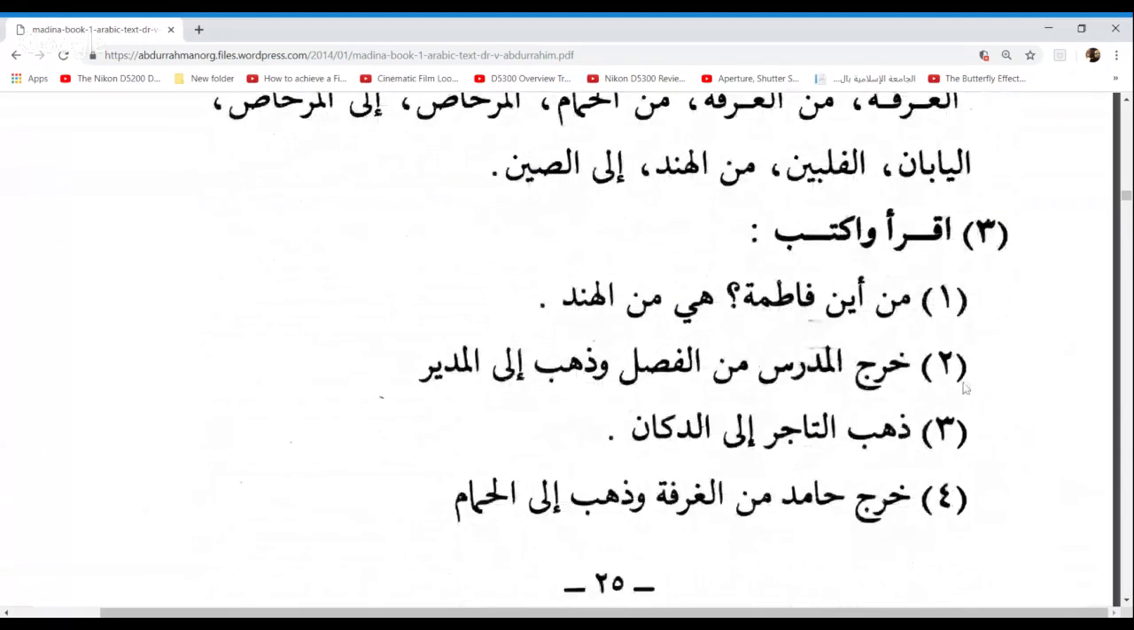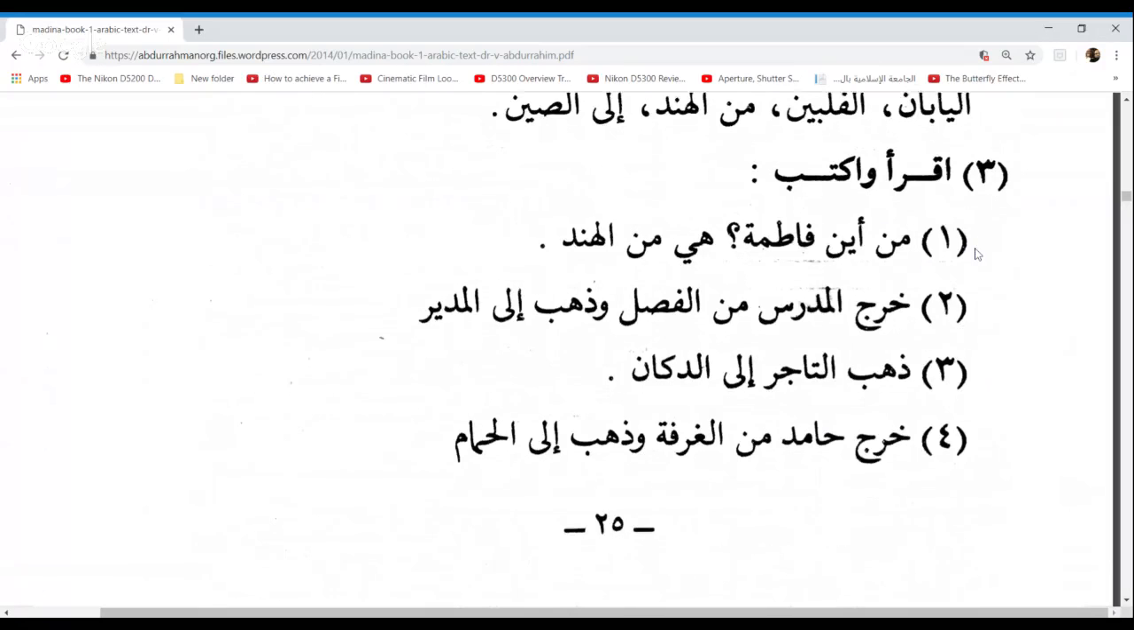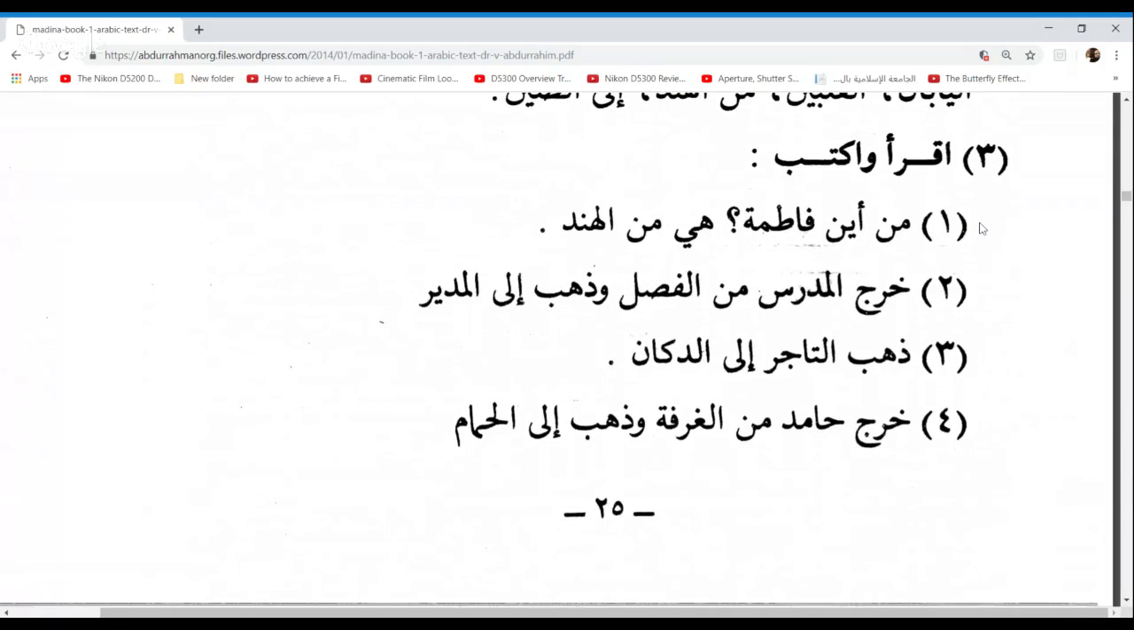Okay, which brings us to the end of the exercise and on to the next exercise. We're now being commanded to read and to write. Iqra waktub, read and write. So how many sentences do we have here? Seven sentences. Go ahead, Yusuf. Could you just start us off, please? Read and translate, okay?